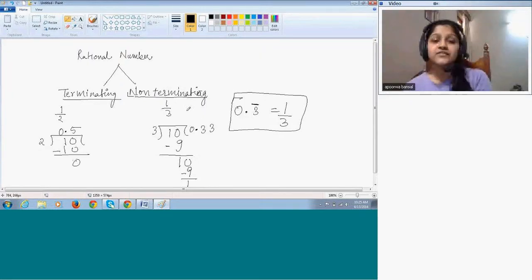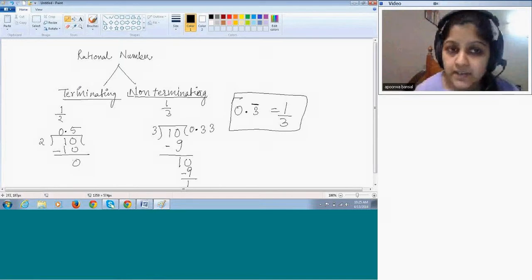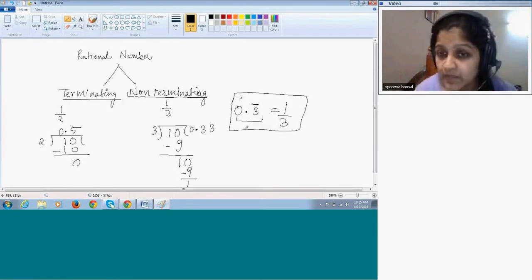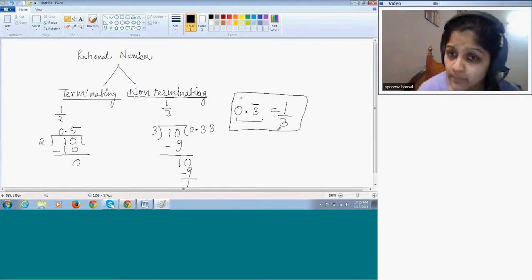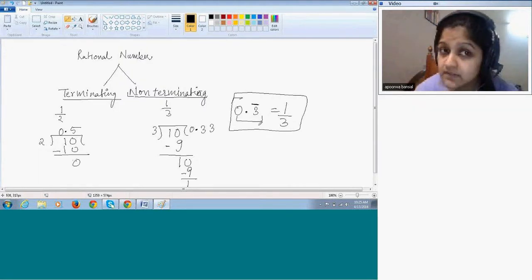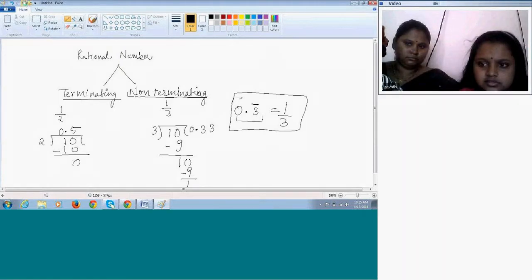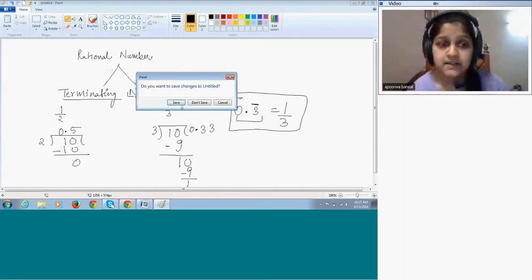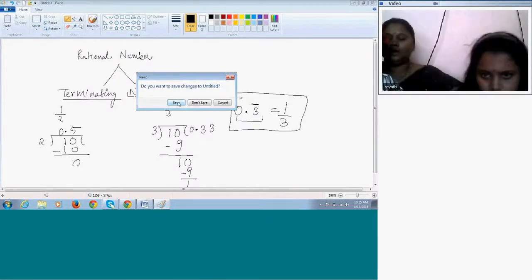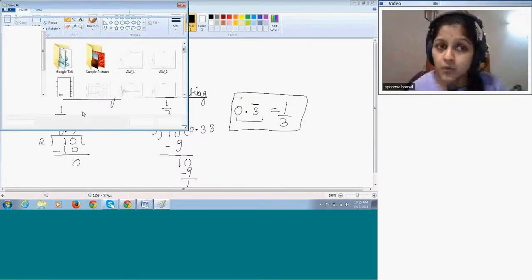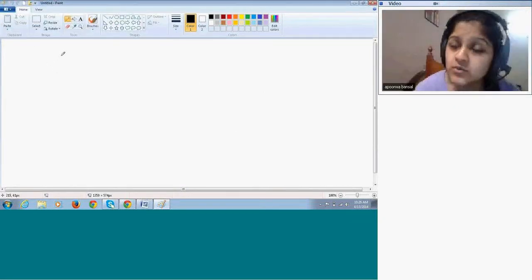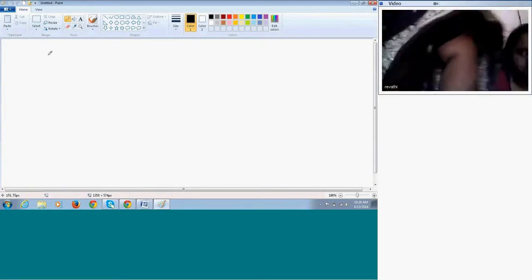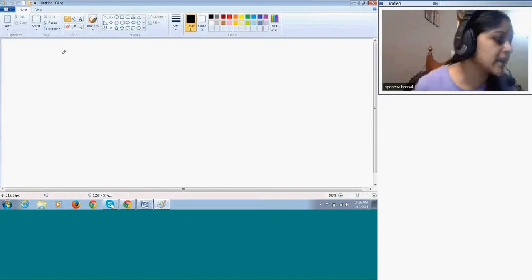The first trick here, Monica, is that if I give you some number in this form and you convert it into a fraction form, will you be able to do it? Yes, miss. We can do that. So we need to study how to convert a non-terminating number into a fraction. Example, okay.